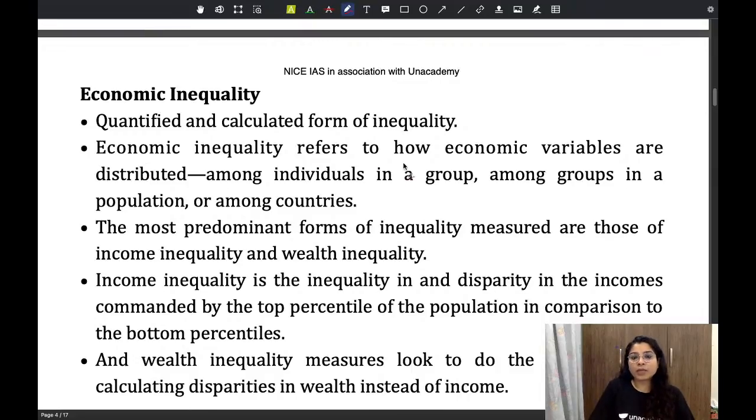And economic inequality, how do you define it? It refers to how economic variables... See, if you realize, I often during my lectures underline only the keywords. This means, in short, that in the examination also, you don't have to underline the entire sentence, but only the keywords, right? If you just start training yourself while making your notes to underline only the keywords, in a similar fashion you'll be able to write your mains examination.